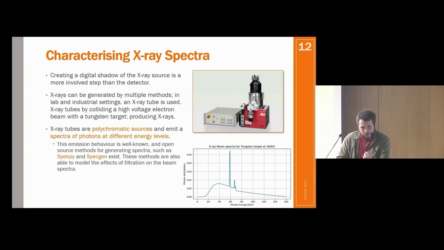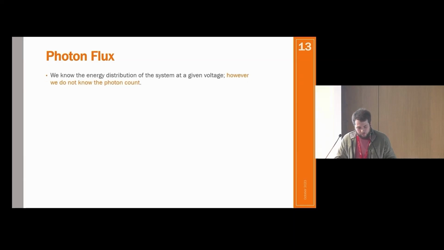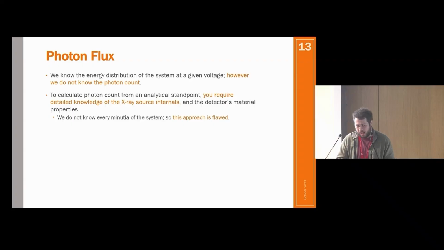What they don't give us, though, is the flux. We know the distribution of energy, but we don't know the amount. So photon flux is quite a hard issue. You need to know your entire system end to end to work out your flux, and this is not really possible. A lot of synchrotron beamlines know exactly their flux because they're able to measure it and they know all the components. But if you're using a lab or industrial scanner, you won't know exactly how your tube or detectors are constructed, so it's hard to measure.